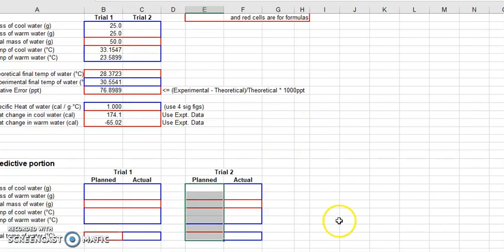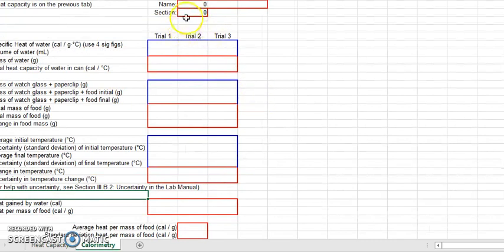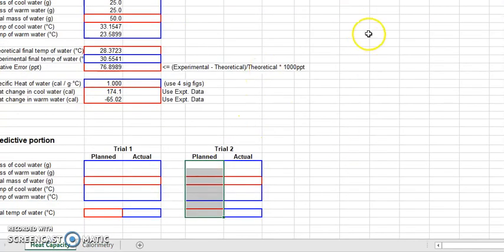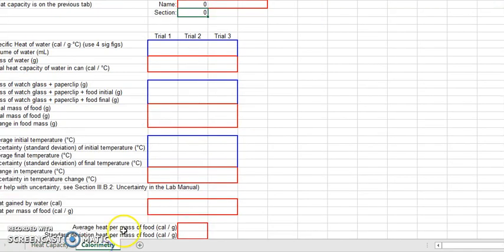Okay, moving on to the calorimetry tab really quick. Please make sure that you fill this out. Name, section. We are 128-07. And on your heat capacity, I'm pretty sure, yeah, it's up there too. So please remember to get your name on there.